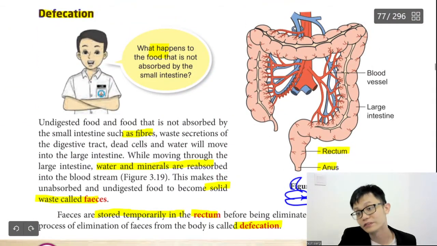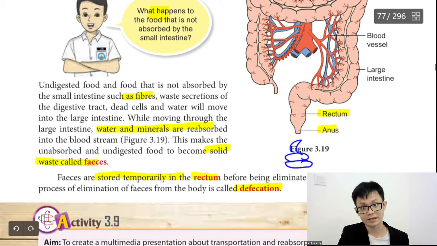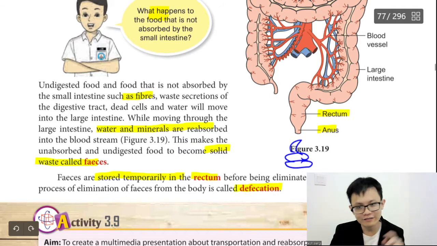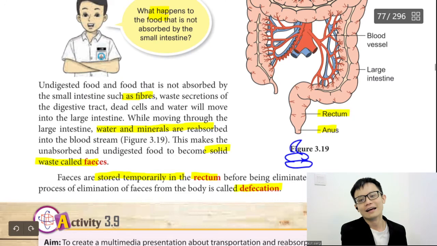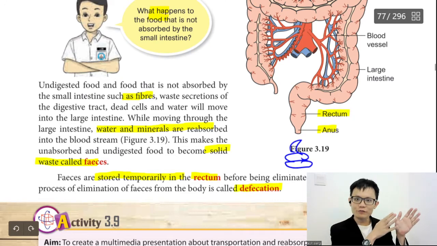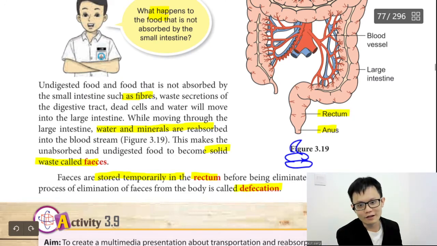Previous video we stopped at the rectum and anus, almost the end of the digestive system. Correct? Anus is the good word, right? The bad word, the one I don't want to say, is equivalent to this word. You don't want to use that word, you can scold people with it. But anus is still the same thing actually.